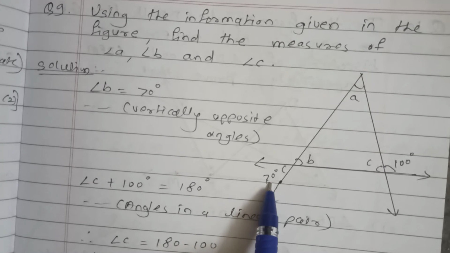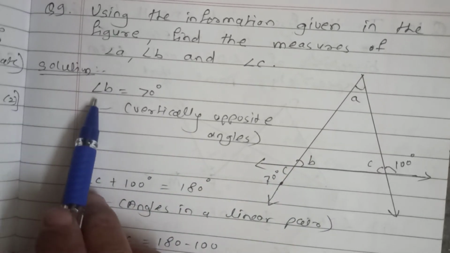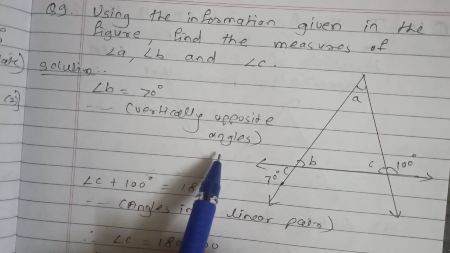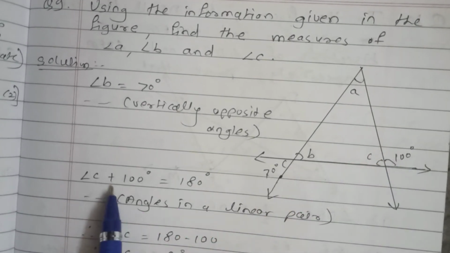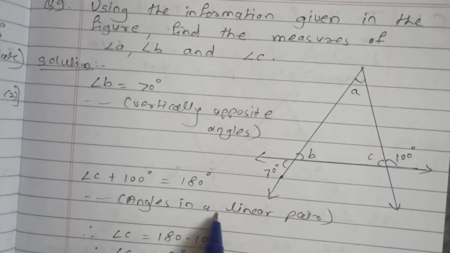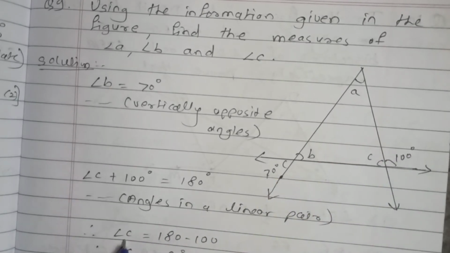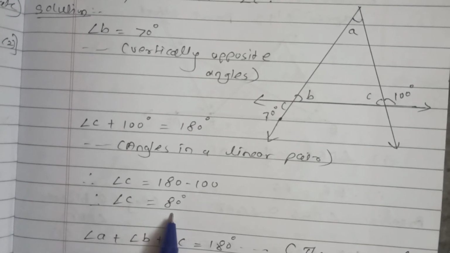Now as this angle is 70 degrees, then angle B is also 70 degrees. Here I have written angle B is equal to 70 degrees. Reason, we know that vertically opposite angles are equal. Angle C plus angle 100 is equal to 180 degrees, angles in a linear pair. These two angles are a linear pair. Therefore, angle C is equal to 180 minus 100. That is, angle C we will get 80 degrees.